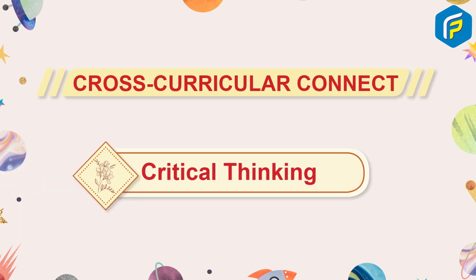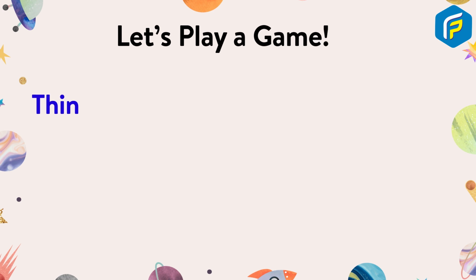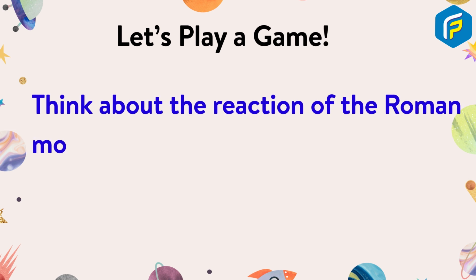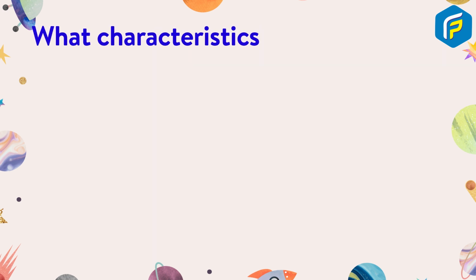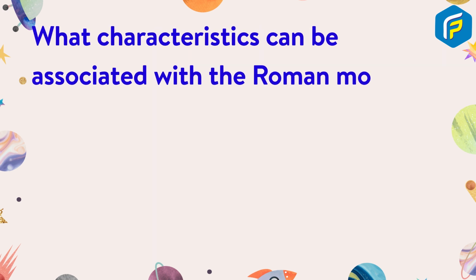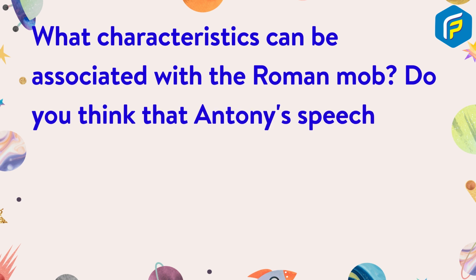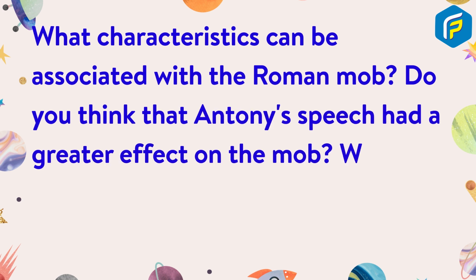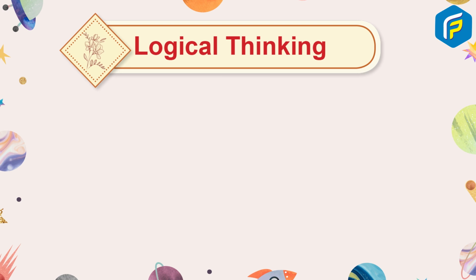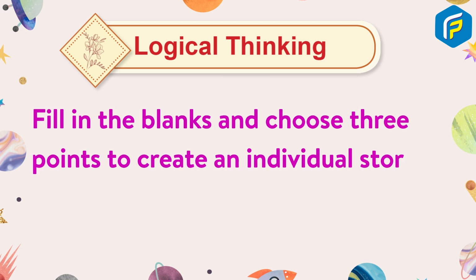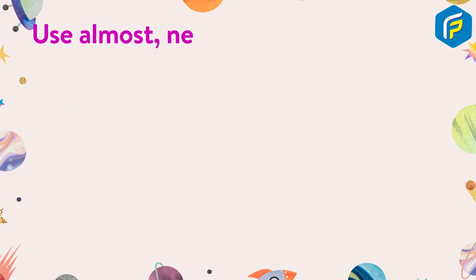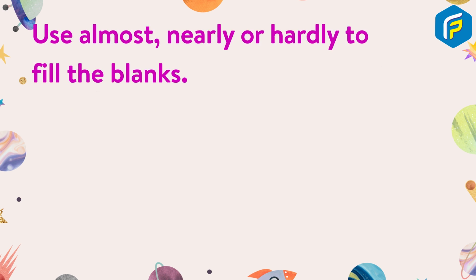Critical thinking. Let's play a game. Think about the reaction of the Roman mob after the speeches of Brutus and Antony. What characteristics can be associated with the Roman mob? Do you think that Antony's speech had a greater effect on the mob? Why? Logical thinking. Fill in the blanks and choose 3 points to create an individual story on each. Use almost, nearly, or hardly to fill in the blanks.